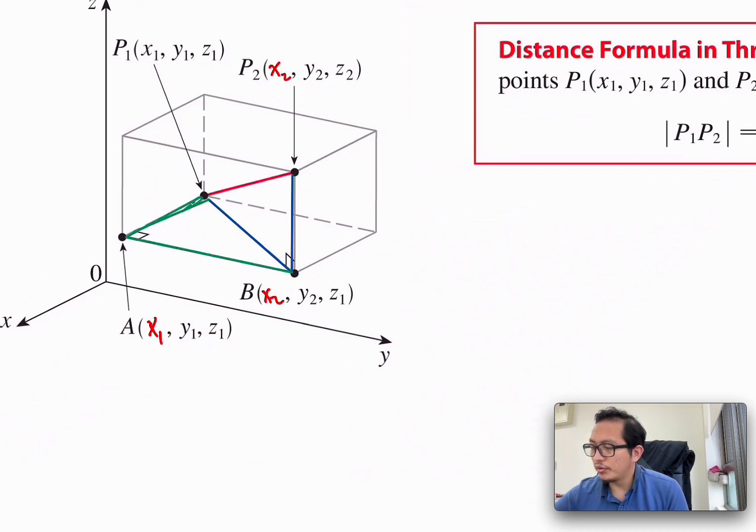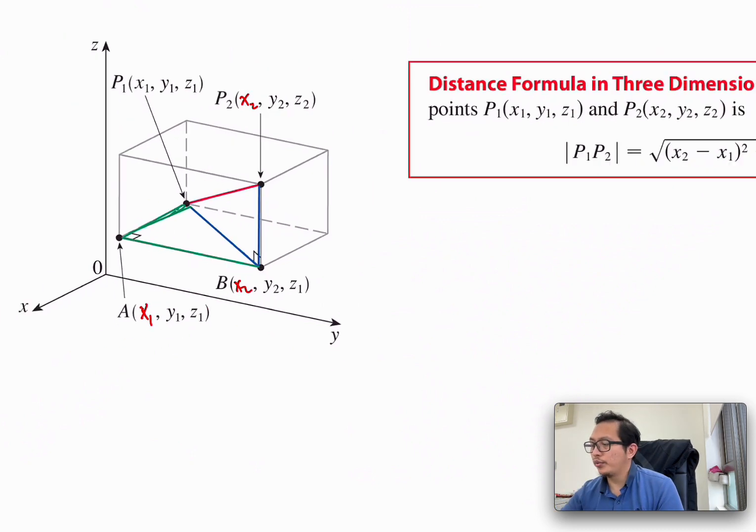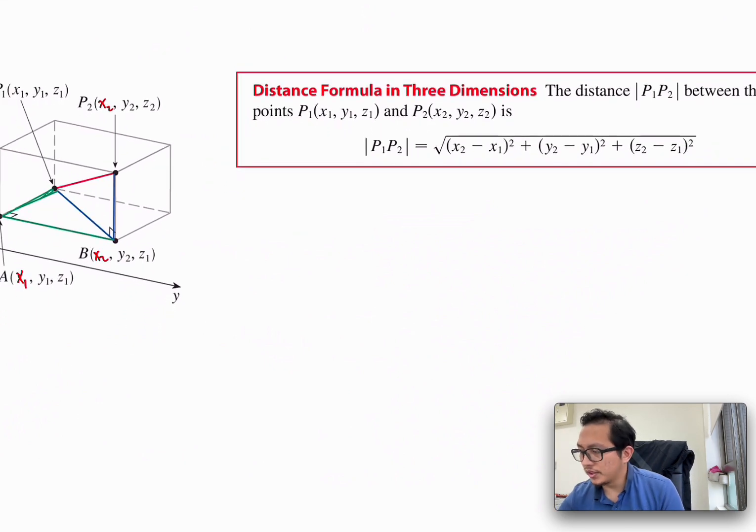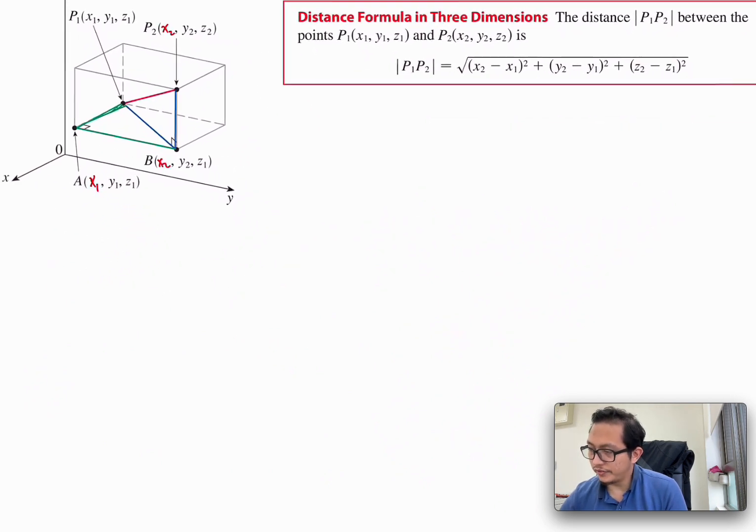Okay, so we can have all the Pythagorean, and then we can write off the distance formulation, basically all these subtractions between the points squared, and then we sum all of them and take the square root, and basically that's our distance.